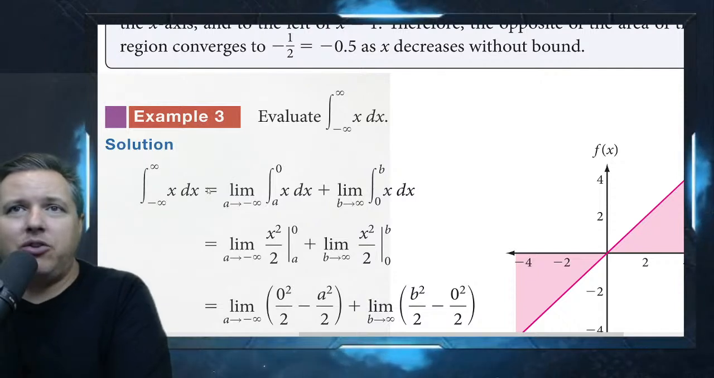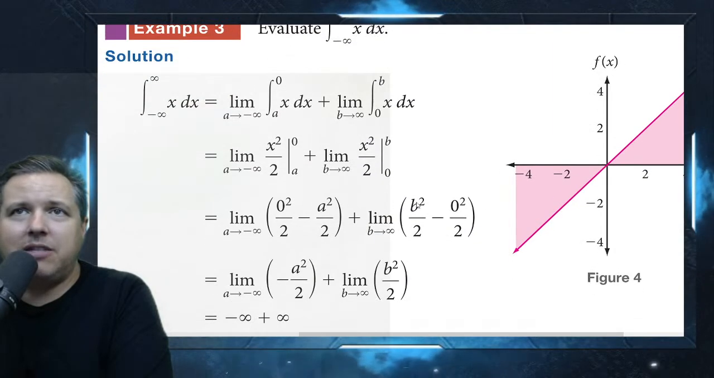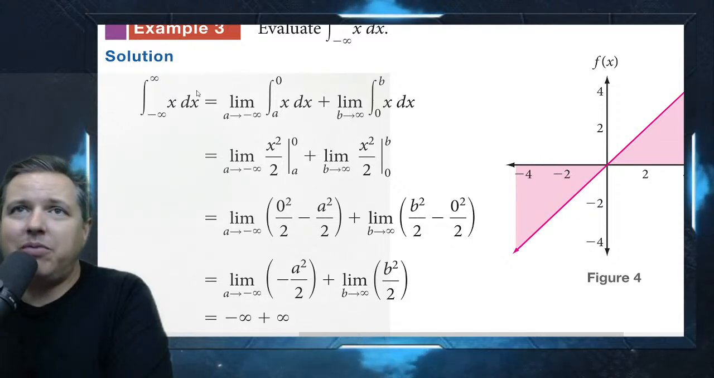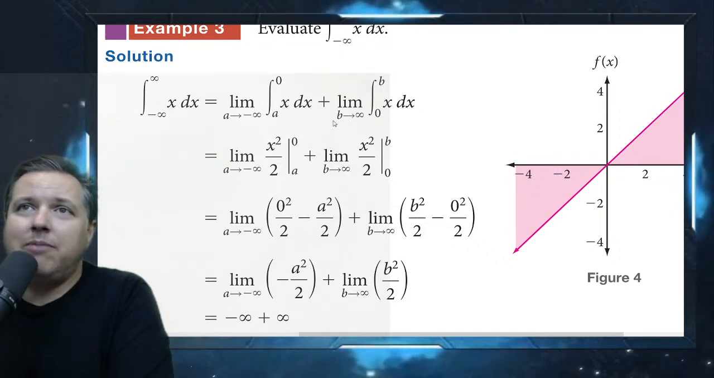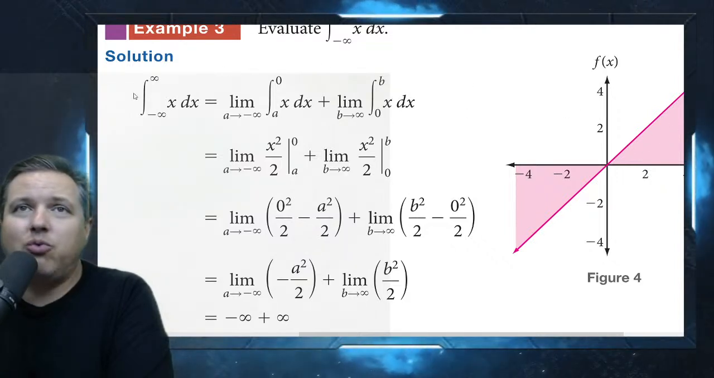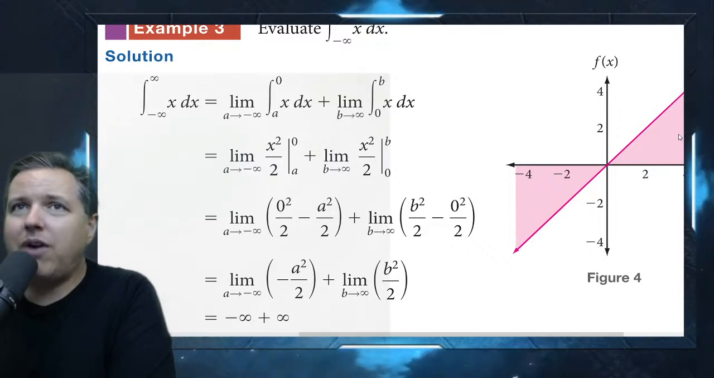So we break it up into the limit as a goes to negative infinity of the integral from a to 0 of x dx. That's basically this piece over here on the left. A is going to negative infinity, so it's this piece. And then plus the limit as b goes to infinity of the integral from 0 to b of x dx. That's this piece over here on the right. So we took this one integral that represents this whole thing, and we broke it up into the piece on the left and the piece on the right.